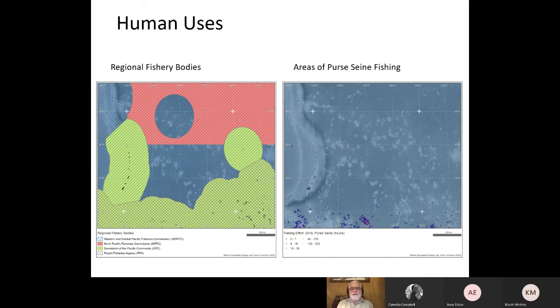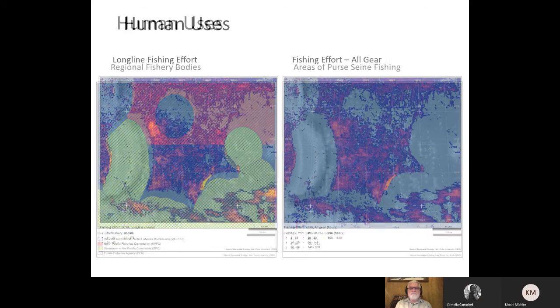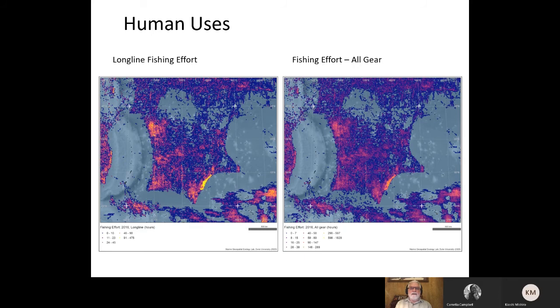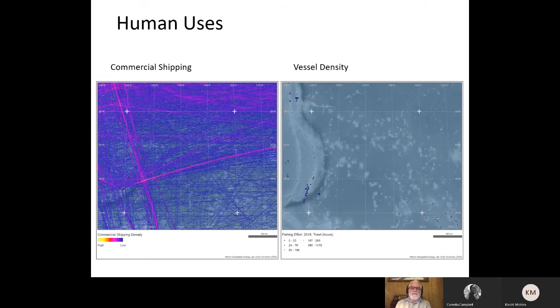We have fisheries information, so the map on the left is the boundaries of the multiple different regional fishery management organizations in the region. And on the right are areas of purse seine fishing, from Global Fishing Watch. And here is looking at longline fishing effort and then all combined fishing effort for 2016 to give a snapshot of fishing densities in the region. We also have commercial shipping information from AIS data and vessel density data here from fishing effort from trawl data.